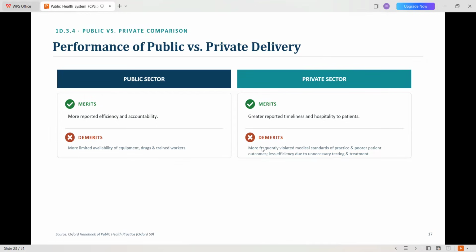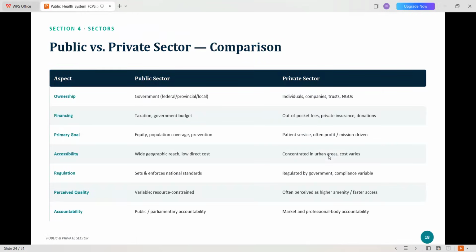So the demerits are more frequent violation of medical standards of practice and poorer patient outcomes, and less efficiency due to unnecessary testing and treatment. So this is the comparison of the private and the public sector. The ownership of the public sector is the government, which includes federal, provincial, and local, whereas the private sector includes individual companies, trusts, and NGOs.